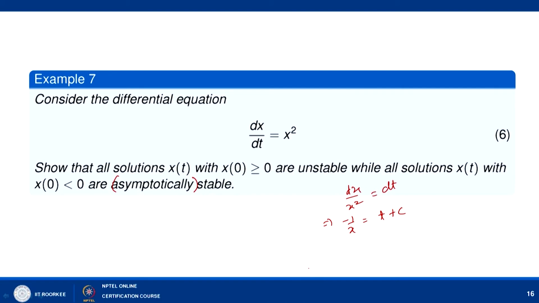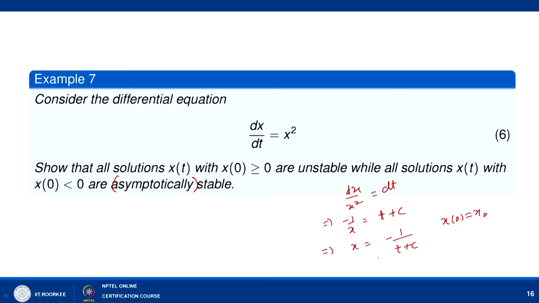Now, how can we simplify this? dx by dt equal to x square, so I can write dx upon x square equal to dt, and this gives minus 1 upon x equal to t plus c. If we integrate this, then I get x equal to minus 1 upon t plus c. This is the solution we can easily find, just by separation of variables. Now, we must find the value of c. So, x of 0 let us call x naught here.